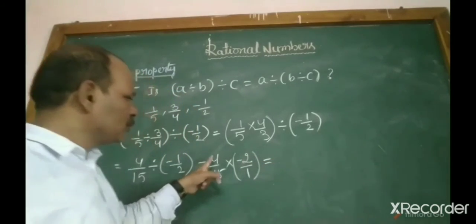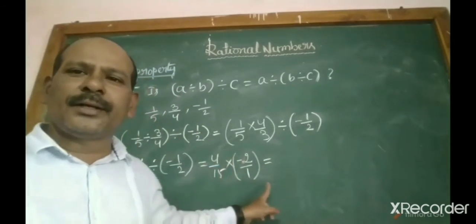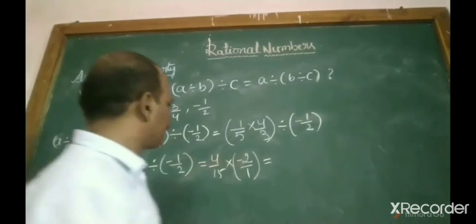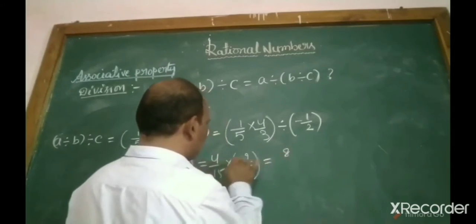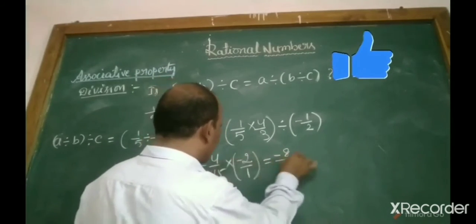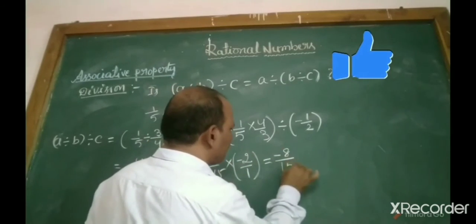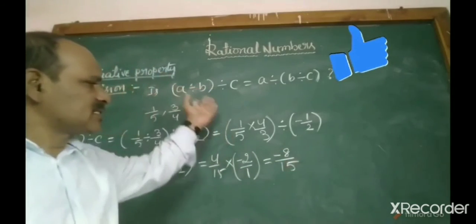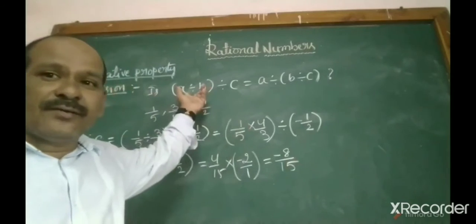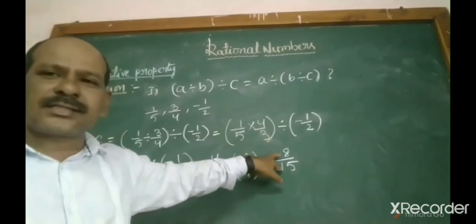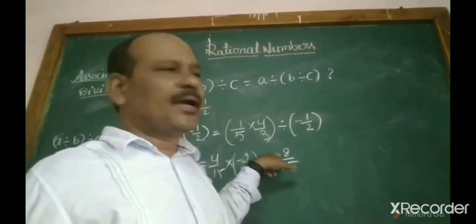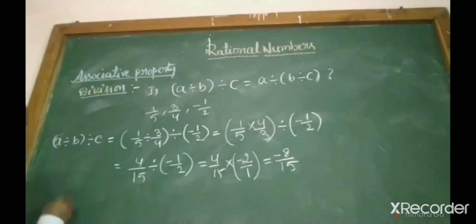Now multiply numerator into numerator, denominator into denominator. 4 2s are 8. Plus into minus is minus, 4 2s are 8. 15, 1 1 is 15. So LHS, that is bracket of A division B, division C, I am getting the answer minus 8 by 15. Now take the RHS.